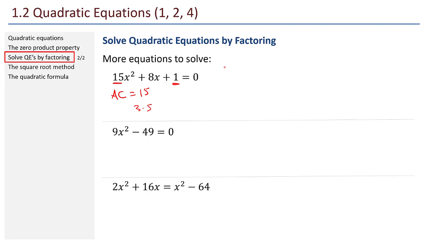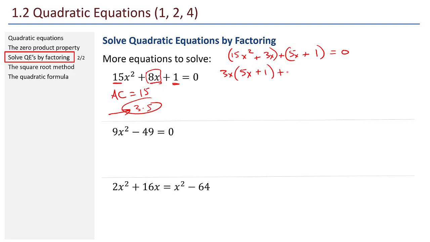So I'm going to rewrite that as 15x squared plus 3x plus 5x plus 1 equals 0. And now I can factor by grouping. It's kind of a cool trick. I like this. When you find those two numbers, that's how you split your middle term up, and then you can factor by grouping. In the first two terms, I can pull out 3x, and that leaves me with 5x plus 1. Which is good, because here I have 5x.